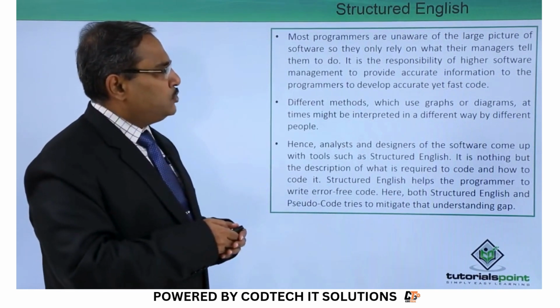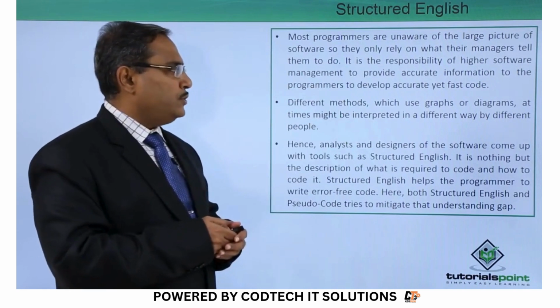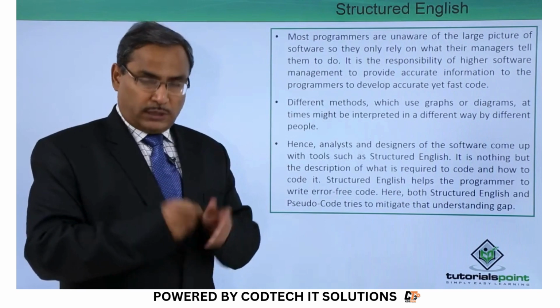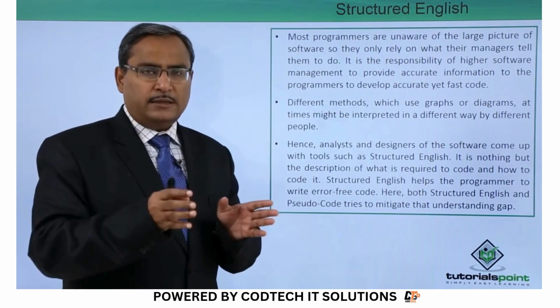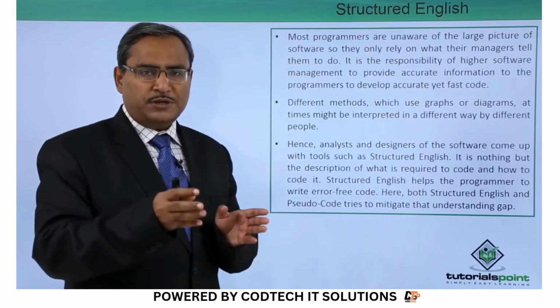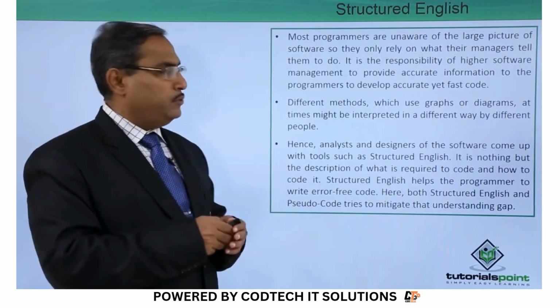So it is the responsibility of higher software management to provide accurate information to the programmers to develop accurate yet fast code. So the communication between the manager and the respective subordinates working under his or her supervision should be good, and there should not be any miscommunication between them.